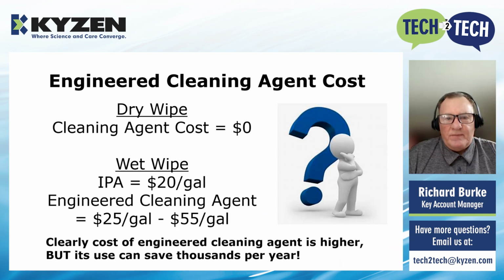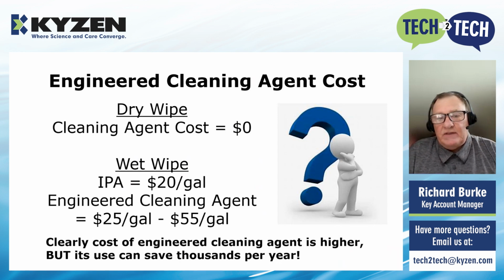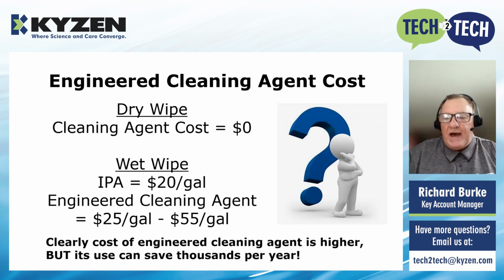When we talk about wet wiping, we can utilize either IPA or engineered cleaning agents, and you can see the relative cost differences between the two choices. On average, IPA is around $20 a gallon, as compared to an engineered cleaning agent in the neighborhood of $25 to $55 per gallon. So clearly the cost of the material when it comes to an engineered cleaning agent is much higher, but in the end it actually can save thousands, and we'll walk through why that is, and hopefully help you make more informed decisions.